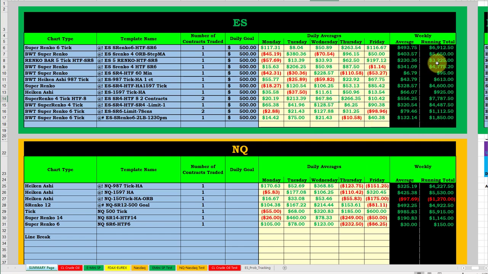Looking first at the E-mini S&P and the Nasdaq, and then the FDAX, they have been the most consistent performers, and the highest weekly number here would be the chart that has performed the best. This is broken down into two contracts. So this was actually changed to, this is per contract. So this has now become the best performing chart: the Super Renko 4 with the 8-tick higher time frame trading two contracts, and it goes to show that you have a lot more latitude with the two contract setup.